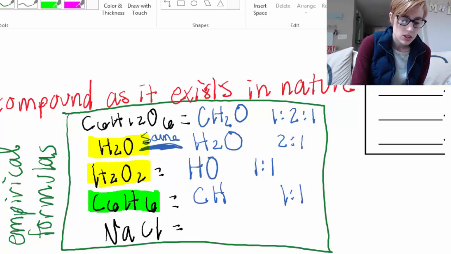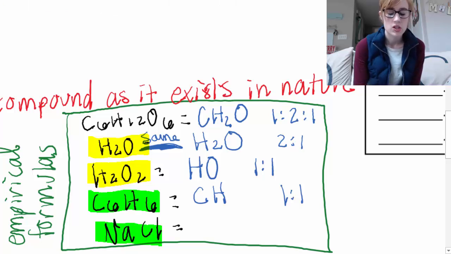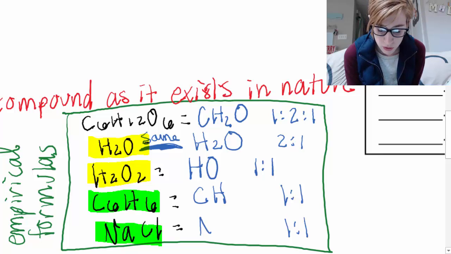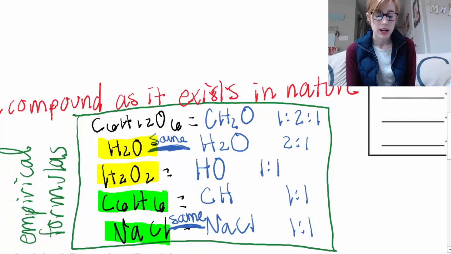And then lastly, let's look at salt. Salt's formula is NaCl. It's at a 1:1 ratio. We can't make that any smaller than it already is. So the empirical formula and the molecular formula are the same for NaCl.